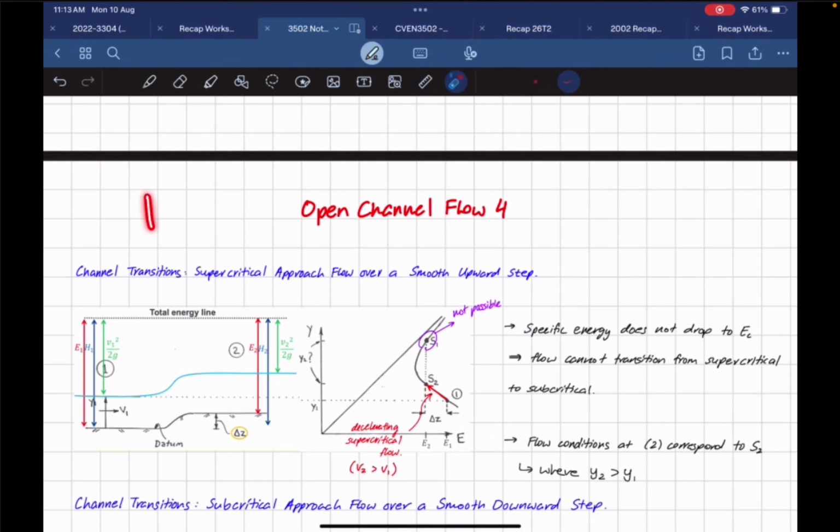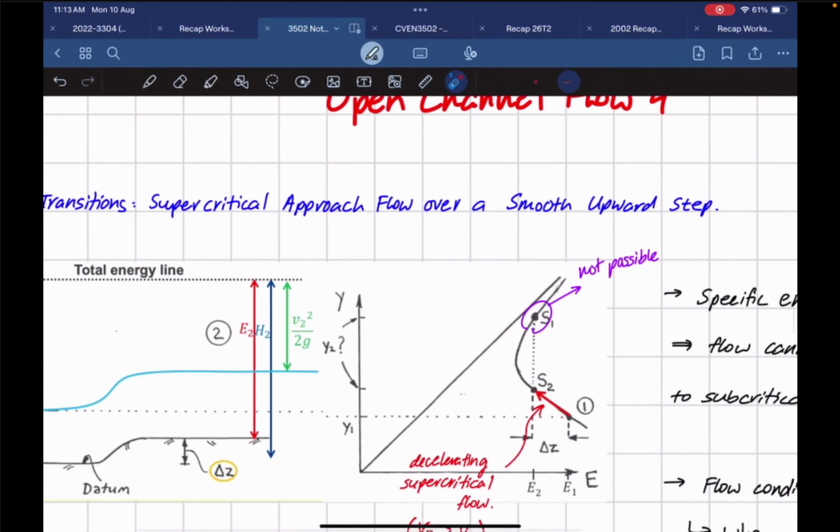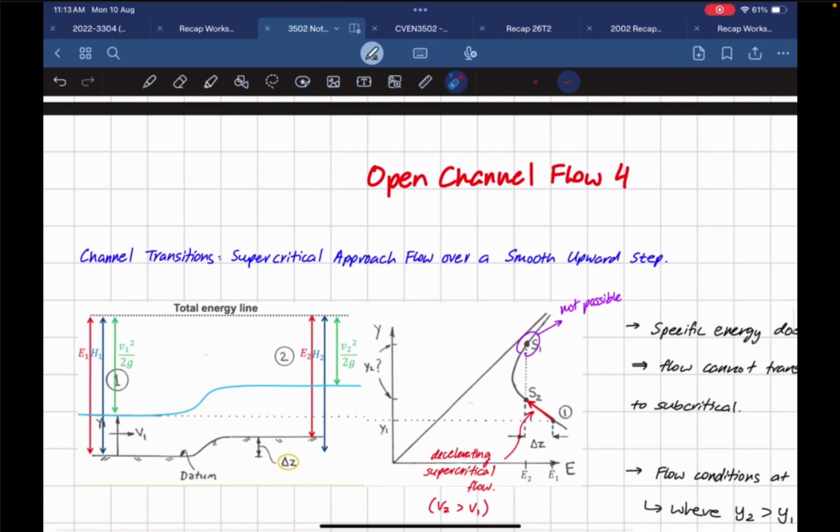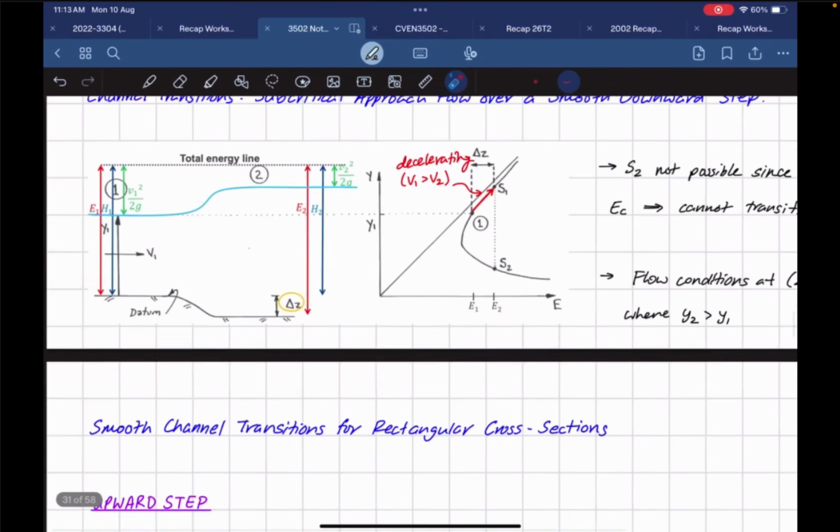Okay, so H1 is going to be equal to H2. So this is going to be equal to E1, which is equal to E2 plus delta Z, because we've got E2 plus delta Z here, which is going to be equal to H2 here, essentially. So you just want to compare the heads and specific energies.